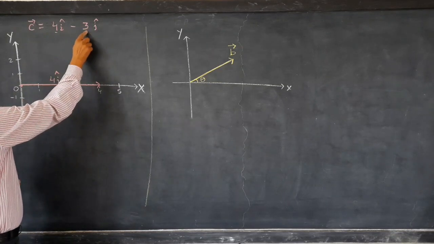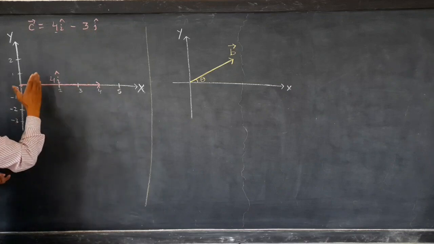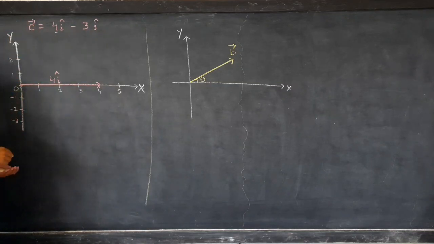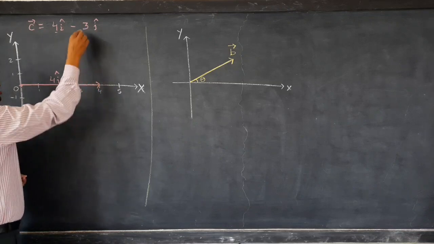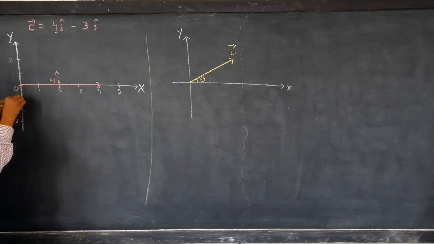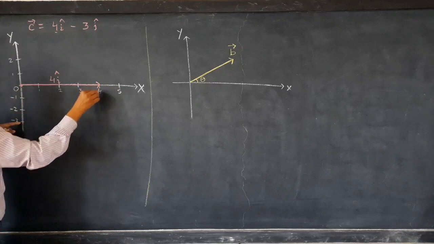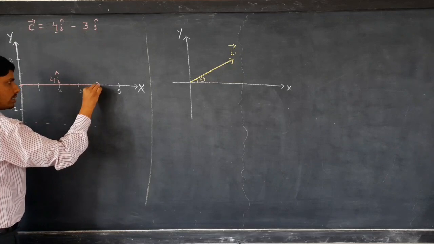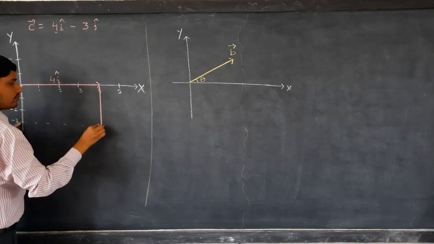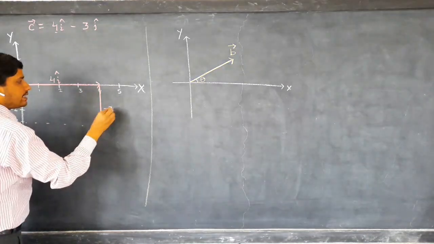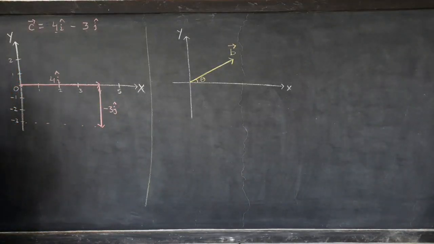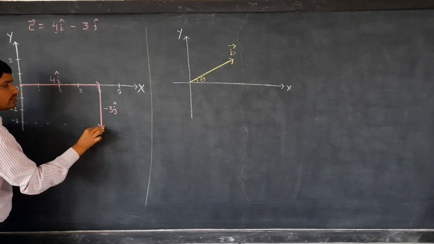Then we have to move 3 units along minus j cap. Now this is the direction of y-axis, so opposite will be the direction of negative y-axis. So we have to move in that direction. And how many units? 3 units. So 1, 2, 3. So from here 1 unit, 2 unit, 3 units. So we'll reach somewhere here. And this vector will be minus 3 j cap. So where we reach is this point.